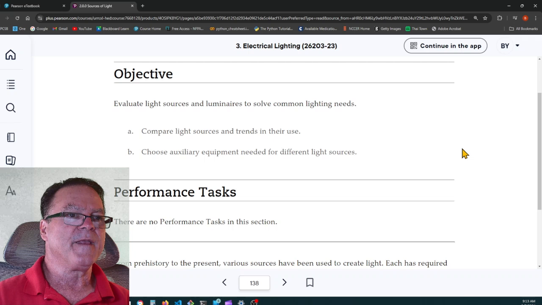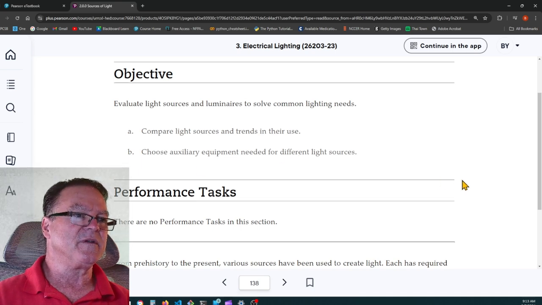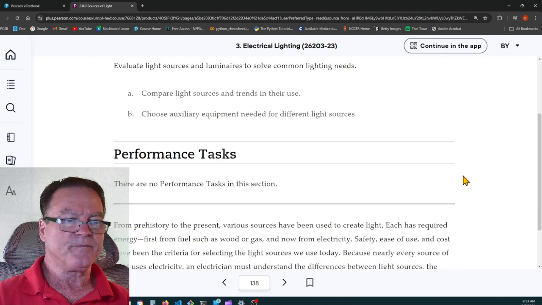Sources of light. Evaluate light sources and luminaires to solve common lighting needs. Compare light sources and trends in their use. Choose auxiliary equipment needed for different light sources.